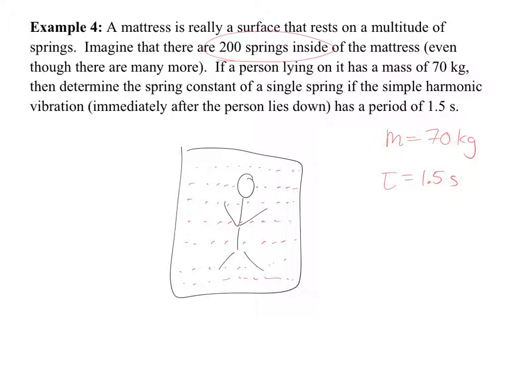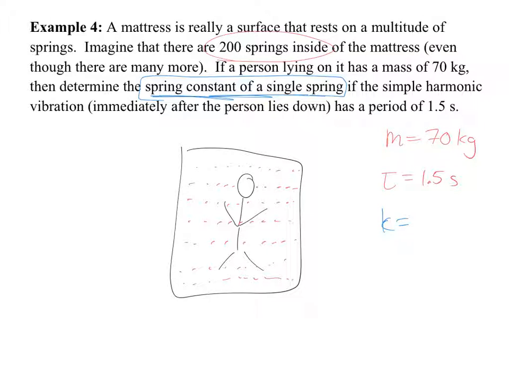Now, the problem is this. We're trying to figure out what the K value is. It says, determine a spring constant of a single spring. We're trying to figure out what the K value is, but we want a single spring. How much of your mass is one spring holding up? How much of your mass is one spring, Ange?